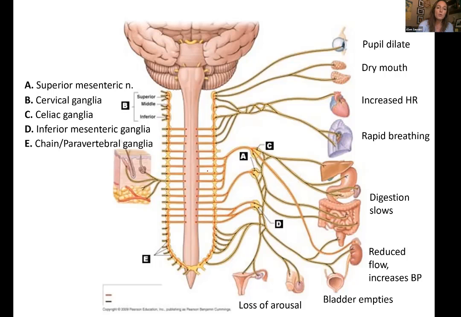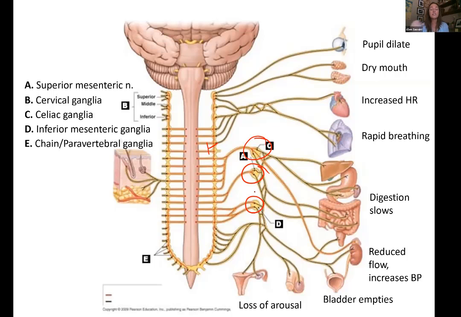The 3 important things to know. We already have 1 as our first step. Over here is our second step. The first neurons are going to be short. These second step ones are going to be long, because these chain ganglia are pretty close to the spinal cord. So that's one point.